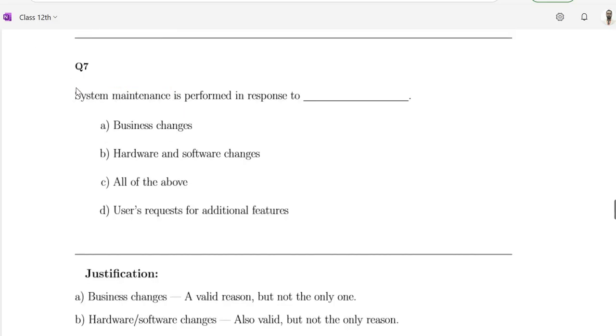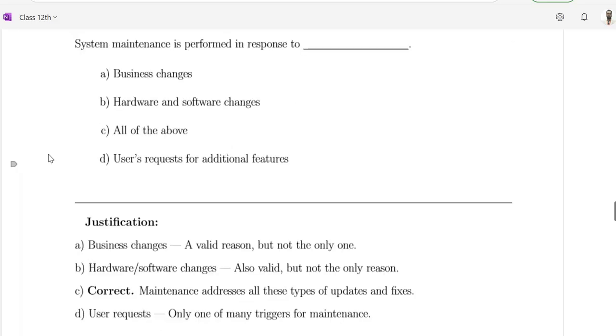Question number 7, system maintenance is performed in response to dash: business changes, hardware and software changes, all of the above, or user request for additional features. The correct option is all of the above, meaning business changes and hardware and software changes. Business changes are a valid reason but not the only one. Hardware and software changes are also valid but not the only reason. User request is only one of many triggers for maintenance.